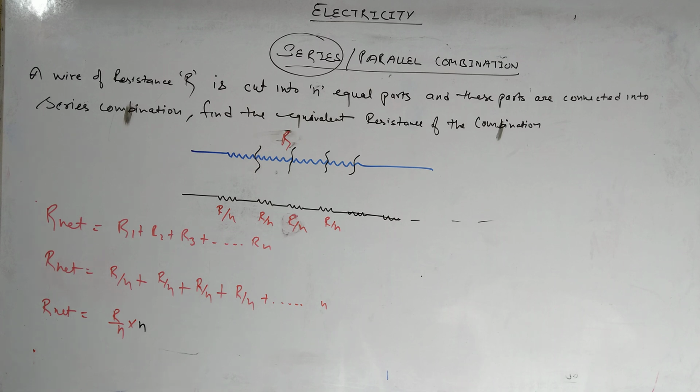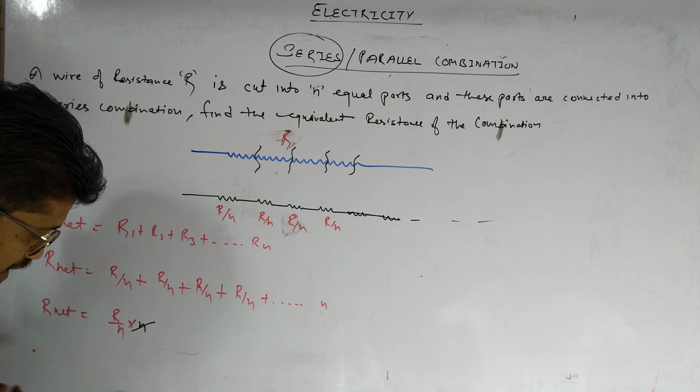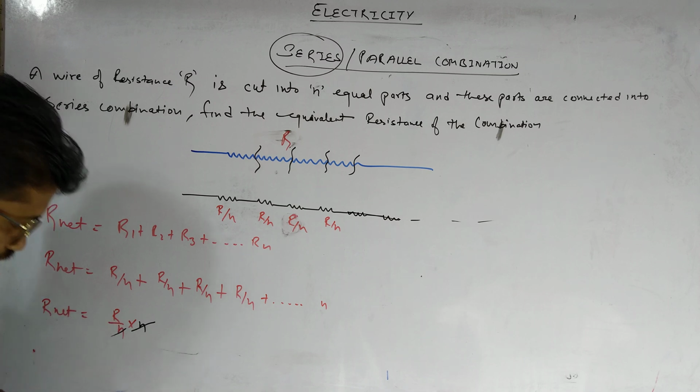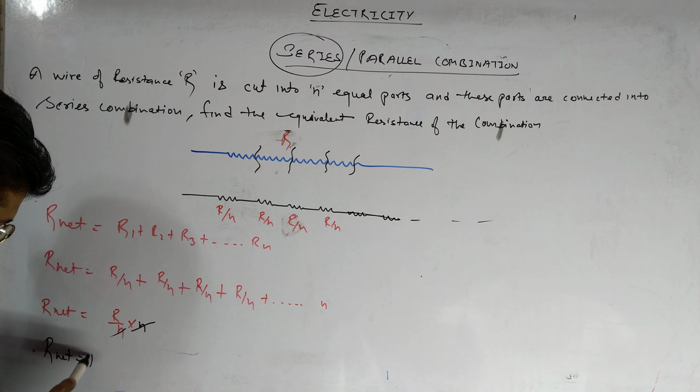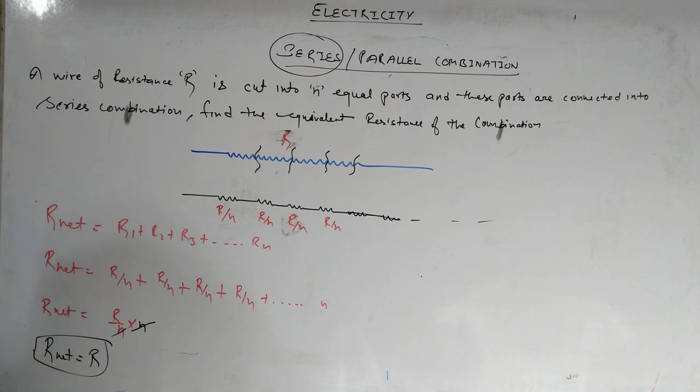R by N into n. So from here this n is cancelled out by this n, and you will get R net is equal to R. Okay, you will get R net is equal to R.